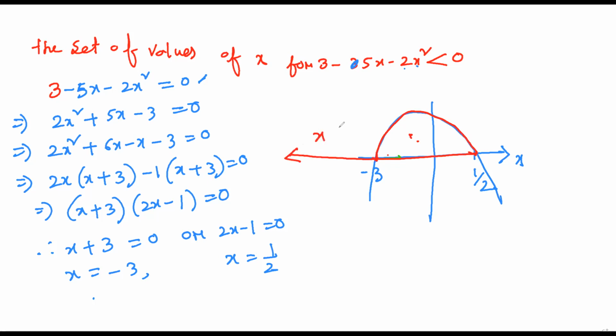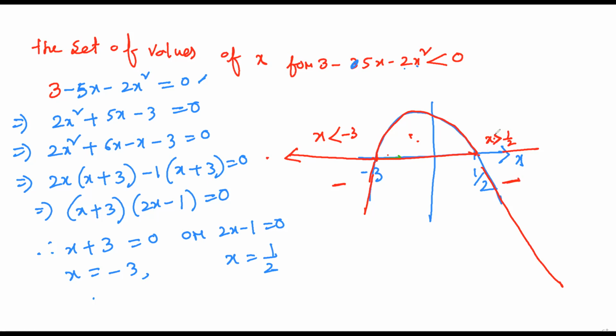And from x value minus 3 to the left side, infinity, that means x less than minus 3. What does it mean? This part is negative, right, Tashfiya? Yes. And x greater than half to infinity, that means the curve is negative, this part is negative.